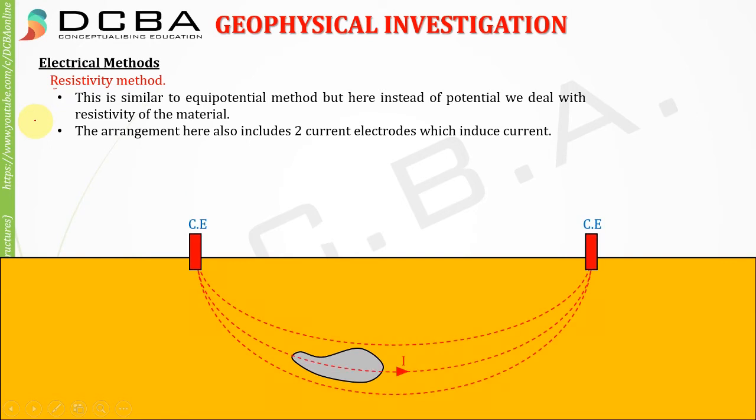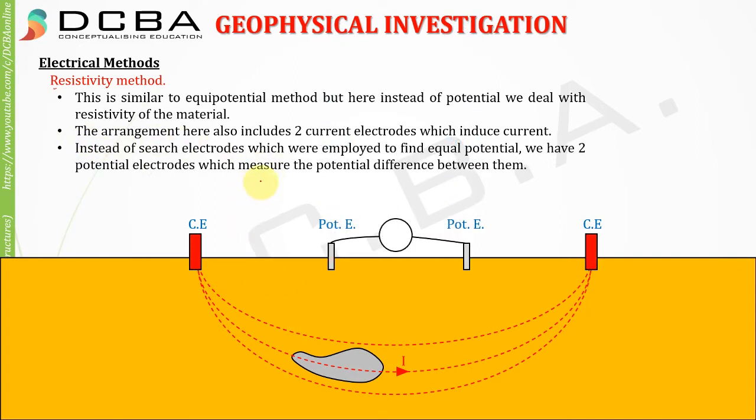The arrangement here also includes two current electrodes, as we saw in the previous one, and current would be forced through them. Instead of such electrodes which were employed in the previous method of equipotential, where they were used to find equal potentials, here we have two potential electrodes which will measure the potential difference between them. Simple, we will be finding the potential difference between these two.